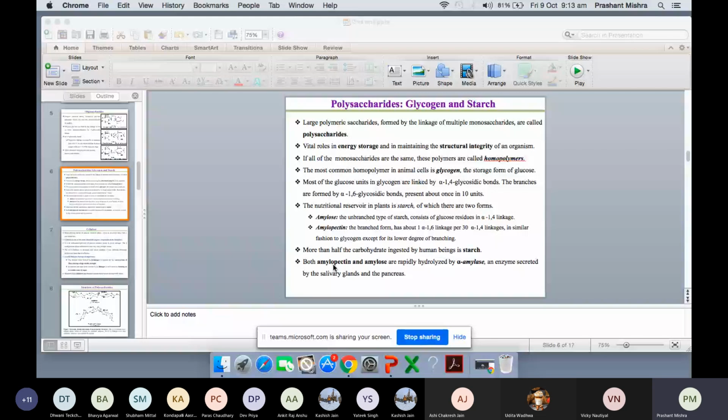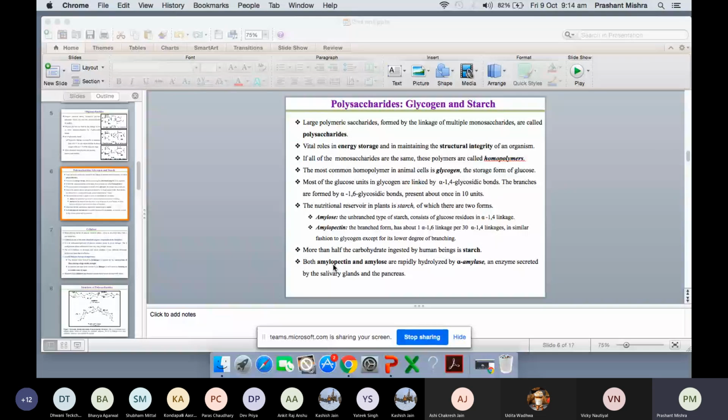So I'm going to talk about this polysaccharide, which is mostly glycogen in animals and starch in plants. Now these molecules are polymers. They are made up of several monomeric structures. Both glycogen and starch have alpha 1,4 bonds and alpha 1,6 bonds. Wherever an alpha 1,6 bond is present, that gives branching in the structure, whereas wherever alpha 1,4 bonds are formed, they give the chain of the molecule.